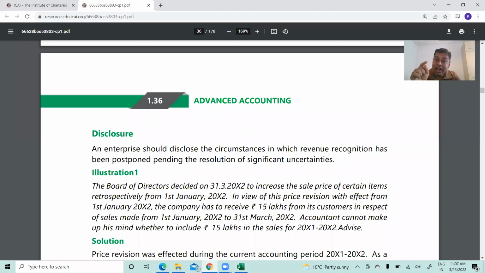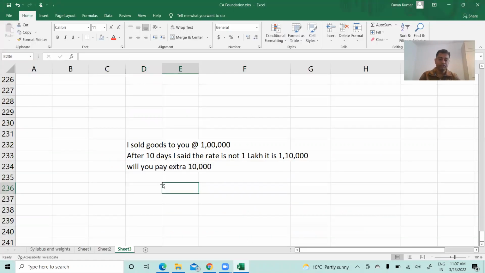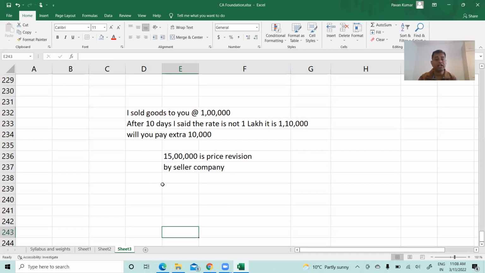Here, the seller company's board of directors passed a board resolution. They decided to increase prices retrospectively. Are you kidding me? Prospectively, from tomorrow, it is 1,10,000. You can. But for the last 3 months you sold goods, on that you are increasing price, and that is 15 lakhs. Can you recognize this 15 lakhs? The answer is no. So how do you treat this 15 lakhs? It is price revision by the seller company.